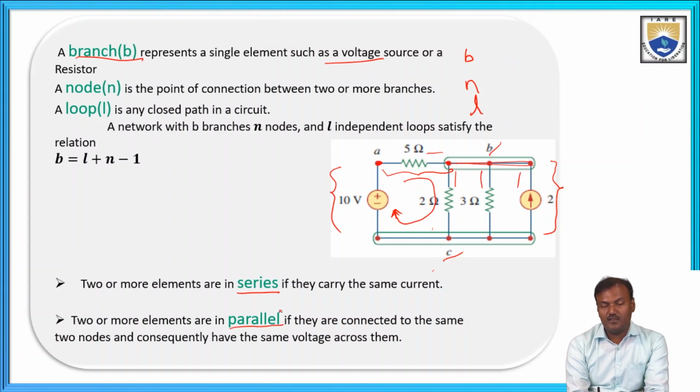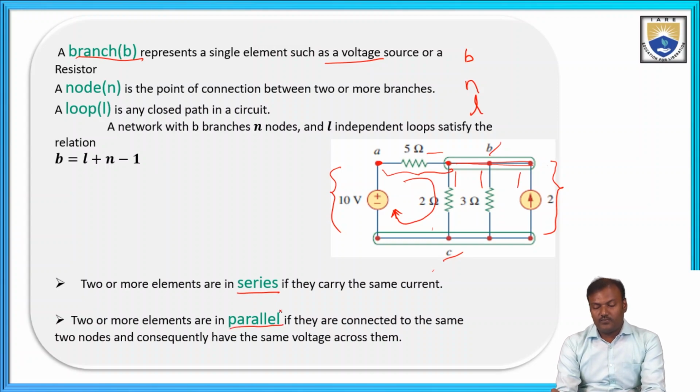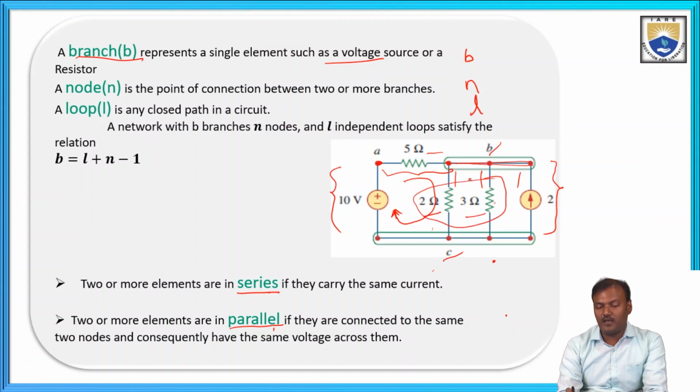The next one is series and parallel. If the current flowing through all the elements connected in one way is the same, then they are said to be connected in series. And if the elements connected between two points have the same voltage, then they are said to be in parallel. Here, between B and C, the elements connected are 3 ohms and 2 ohms. These two are said to be connected in parallel.